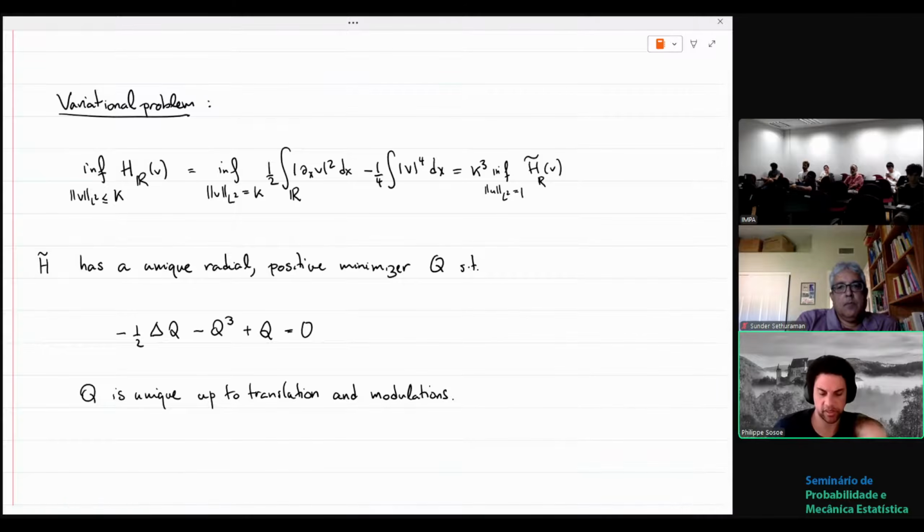HR of V here. So the functional is the gradient squared minus the integral of V to the fourth. And we have the condition that the L2 norm is equal to K. But by rescaling the function, we can see that this is just K cubed times the infimum of another functional, but where now we minimize over functions whose L2 norm is fixed, is equal to 1.